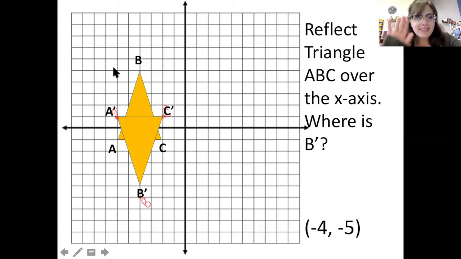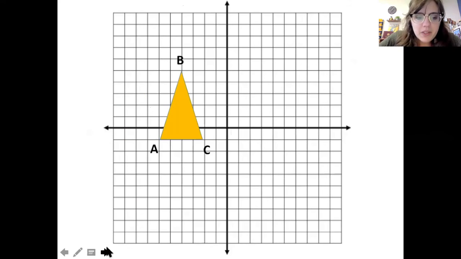When you reflect it and it's already on that axis, sometimes it can overlap itself and almost make a Star of David looking star if it's a triangle, or some other kind of funky shape. So well done.